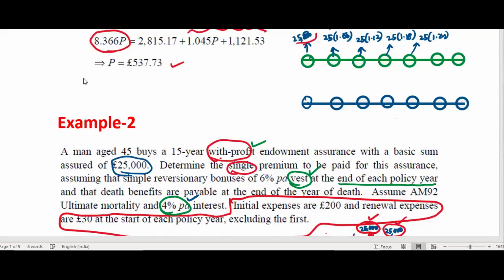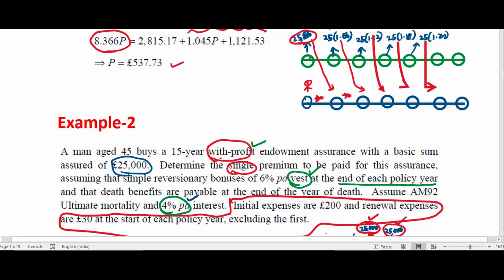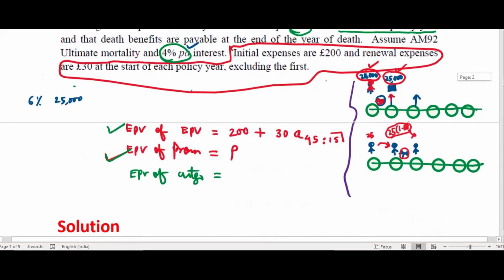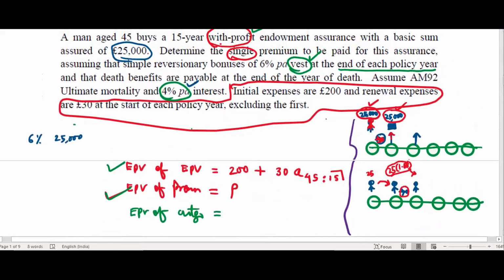This benefit vested here, obviously this guy will not get. If he dies here, then this benefit will be payable here. This benefit will be payable here if this guy dies here. That way this benefit will come here, this benefit will be paid here, and that way it will go. Because this is the end of the year. Now tell me how it will be. Vested at the end of the year. So when the benefit will start, the benefits will be like this.